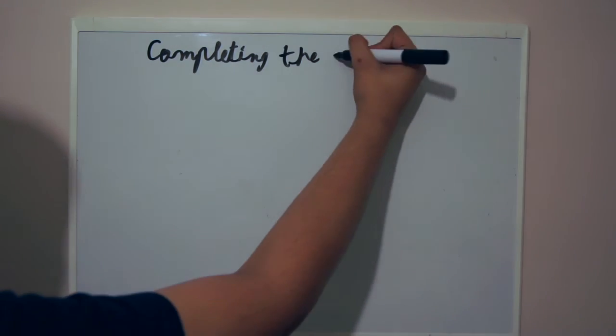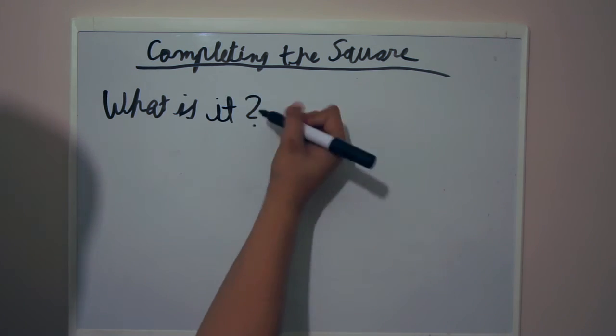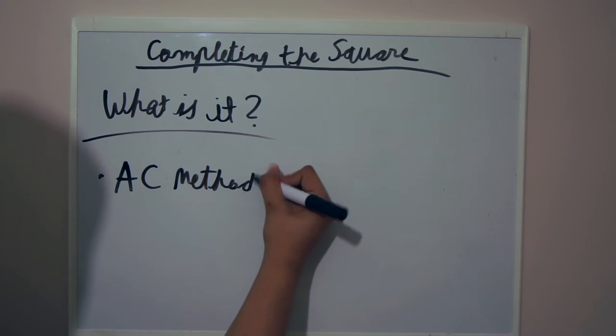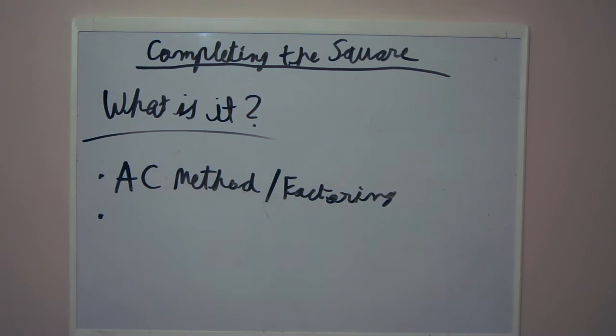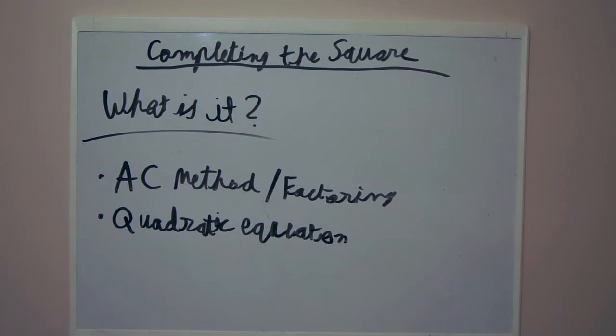Today we will be learning about completing the square. What is completing the square? It is one of the methods we use to solve quadratic equations. We already know one of the methods, which is factoring, or the AC method. Another method we can use is the quadratic formula, but in this video our focus is completing the square.